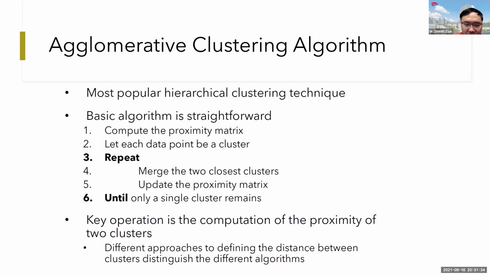Then you repeat the following two steps. You merge the two closest clusters, which at the beginning means merging the two closest data points. After merging, you need to recompute the proximity matrix, because after merging, the clusters become one data object. You repeat these two steps until only a single cluster remains.